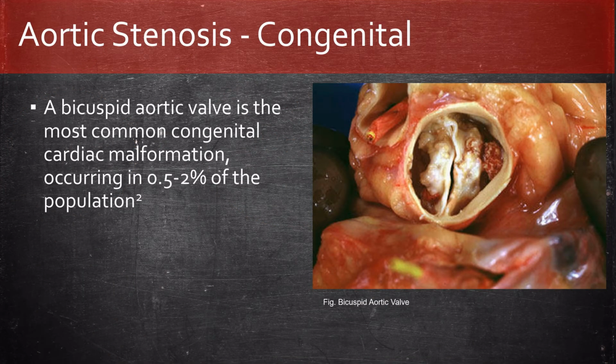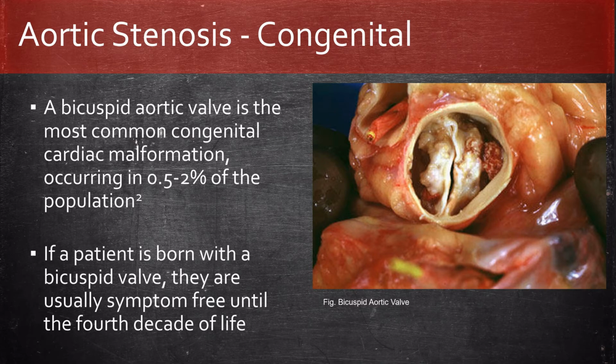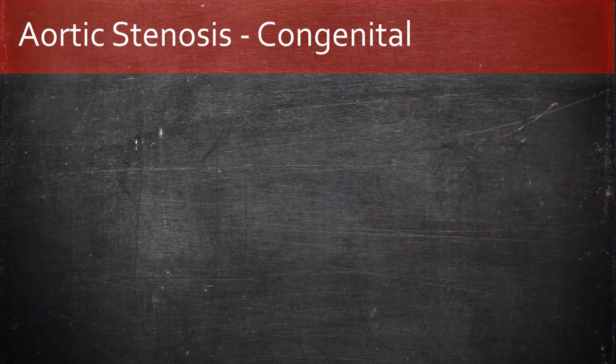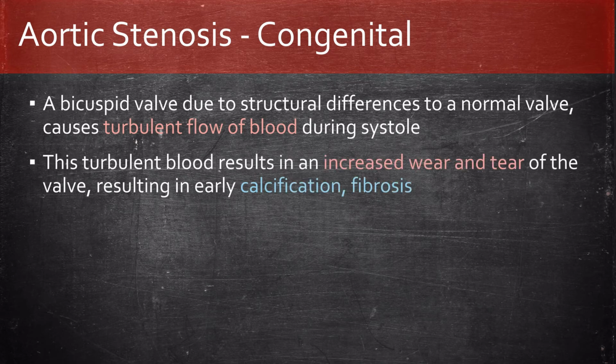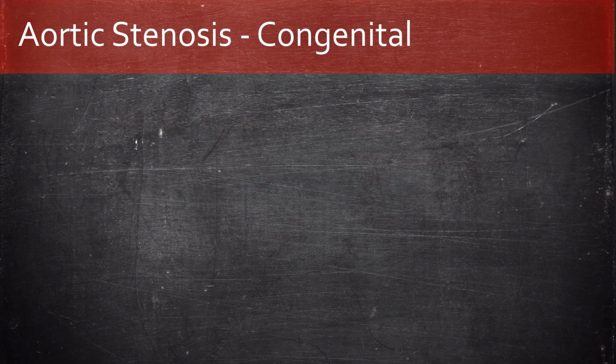These include bicuspid aortic valves, which occur in 0.5 to 2% of the population. Typically, patients with a bicuspid valve do not present with symptoms until they reach the fourth decade of life. But why is a bicuspid valve a cause of aortic stenosis? Essentially, due to structural differences, it causes turbulent blood flow during systole. This results in increased wear and tear of the valve, causing early calcification, fibrosis.